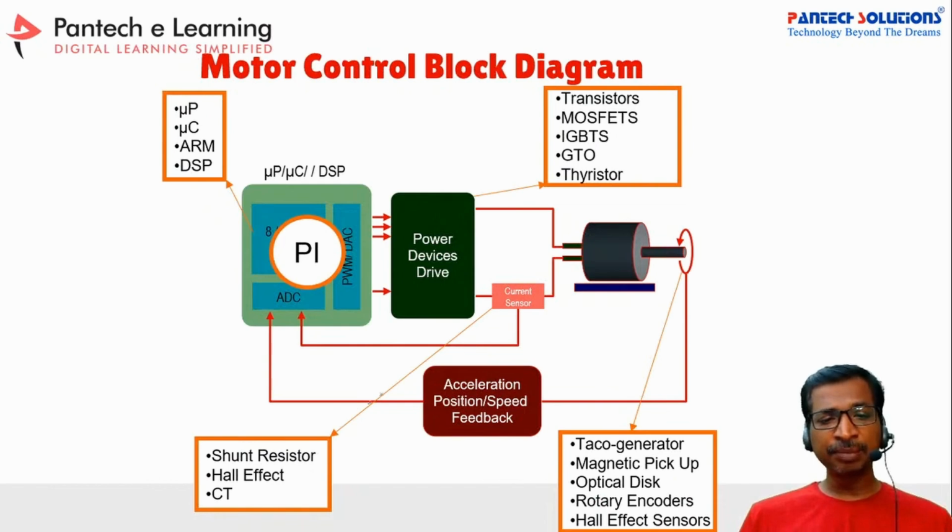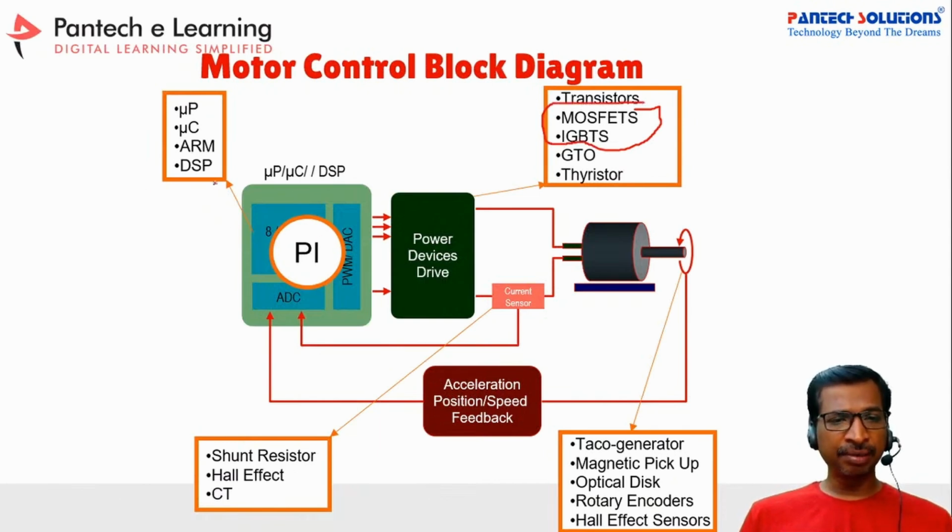Similarly, for current measurement, there are the shunt resistance method, the Hall effect method, and the current transformer, or CT, method. Out of these three, you can use any one method. And the power device drive is nothing but a combination of circuits built with MOSFETs or IGBTs. For inverter applications, generally we choose either one of these two devices.